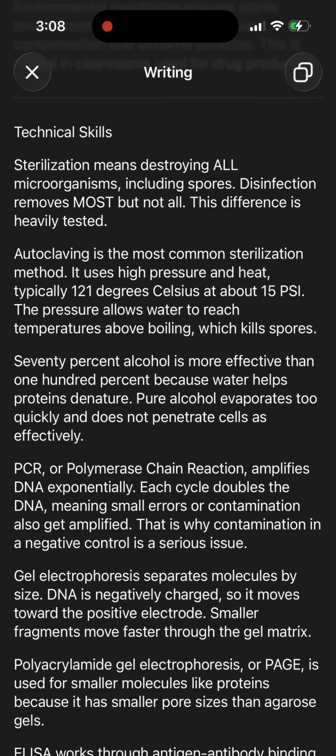Applied math. Molarity equals moles divided by liters. Always convert milliliters to liters before calculating. Dilution factor equals final volume divided by initial volume. A common mistake is reversing these values.